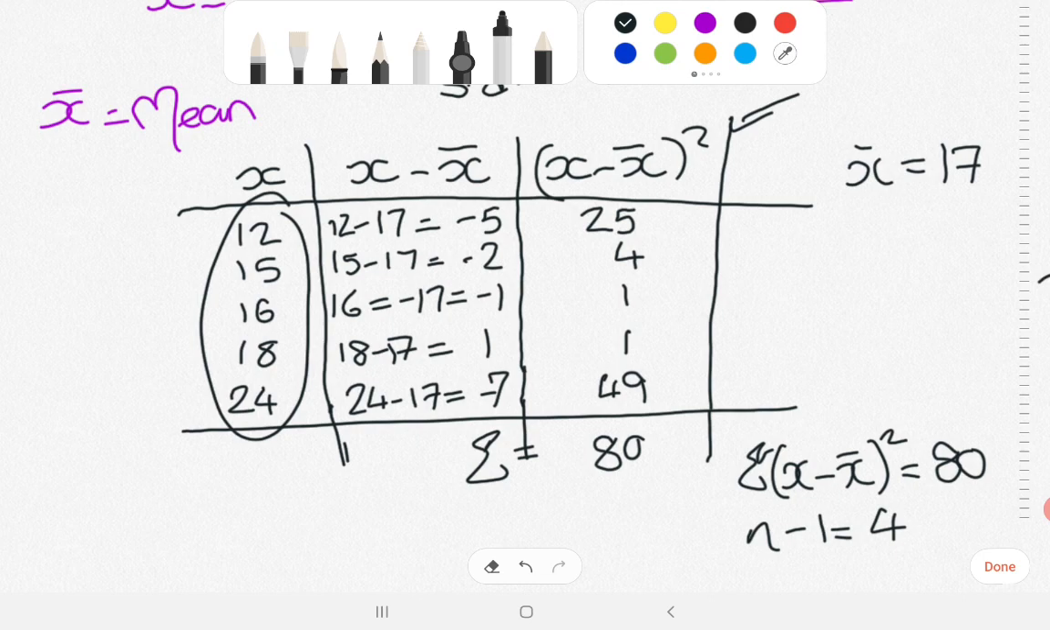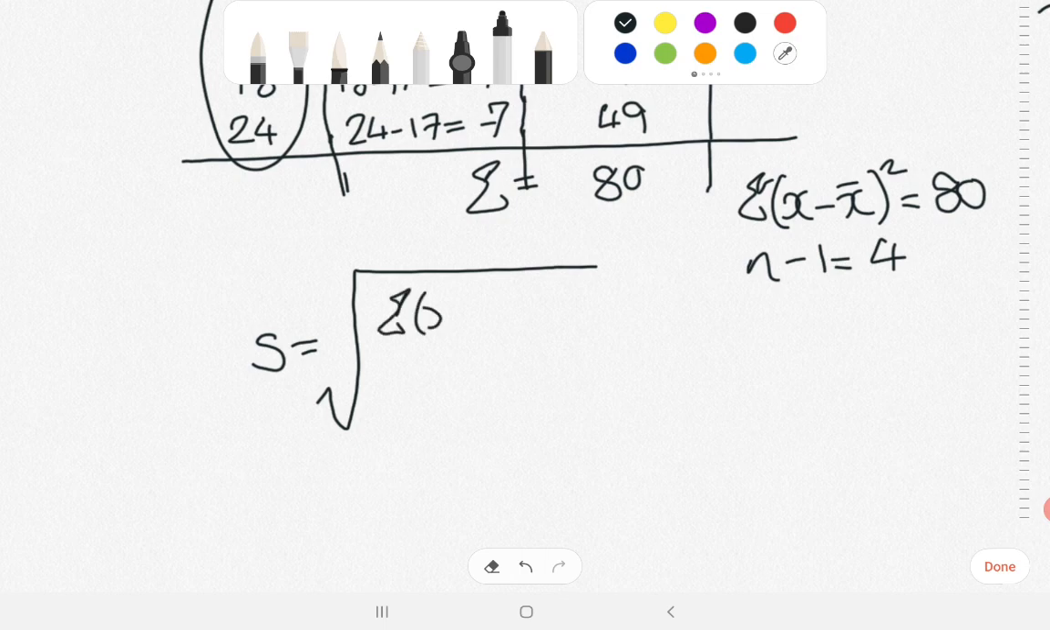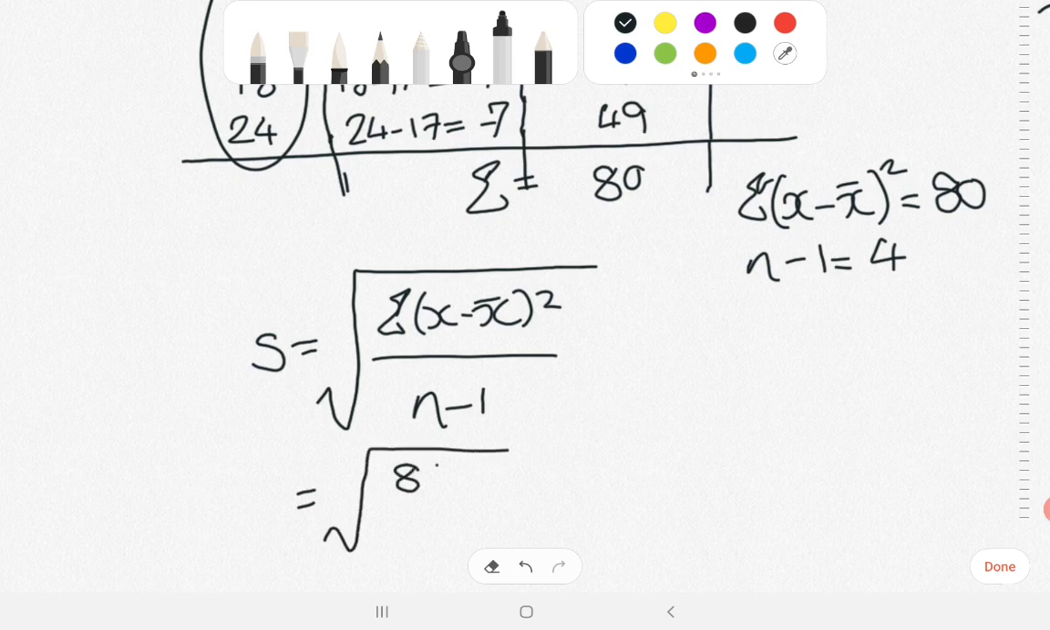Okay, so finally, to get our standard deviation, we're going to have the square root of the sum of the x minus x bar all squared, divided by n minus 1. So it's always good to write down the formula, remember. And then we've got the square root of 80 divided by 4.